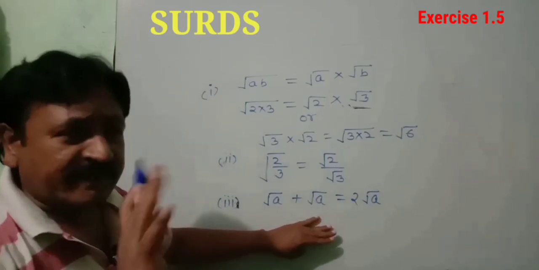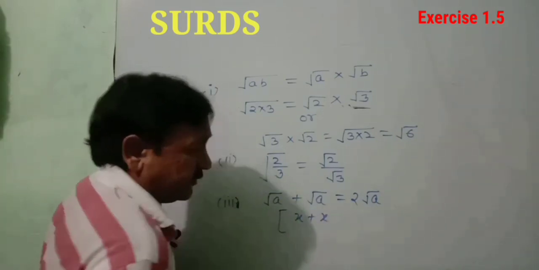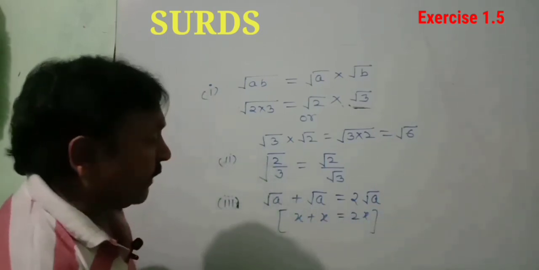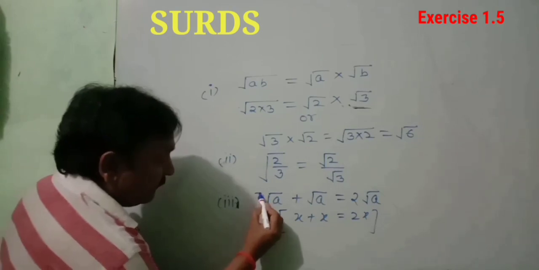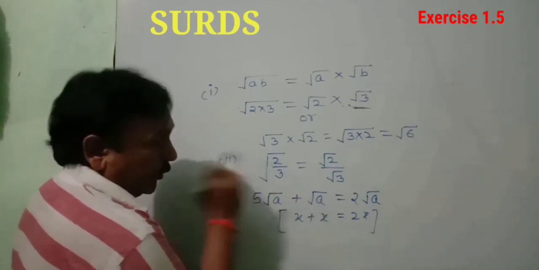Just see them in the same form. In the same form how? Suppose x plus x. The answer will come 2x. Let us see it with some more examples. Suppose here is written 5 root A plus root A.